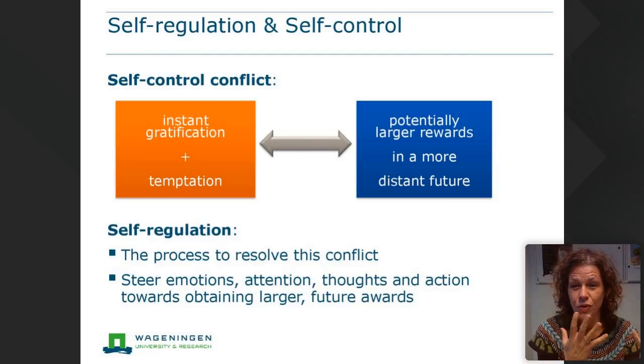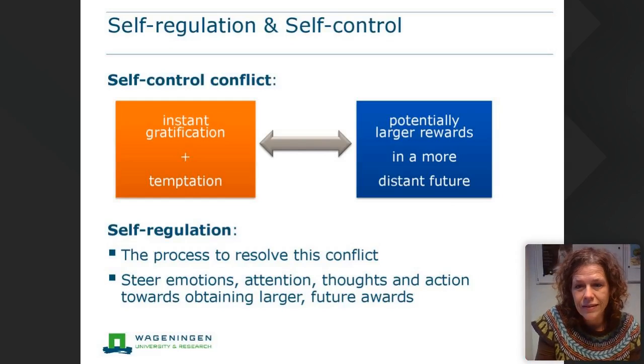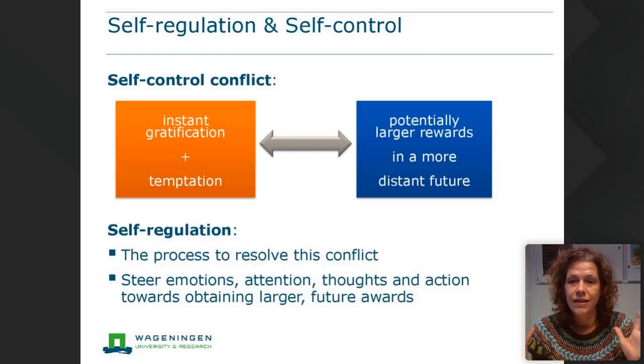There is this self-control conflict, because we are very tempted to lean to the orange box there. Instant gratification and temptation that is lying here, like some nice food item. If I have something in my kitchen that I like, I'm going to eat it because it's there. And if it wouldn't have been there, I might not have eaten anything because there was no temptation. And the gratification is right away.